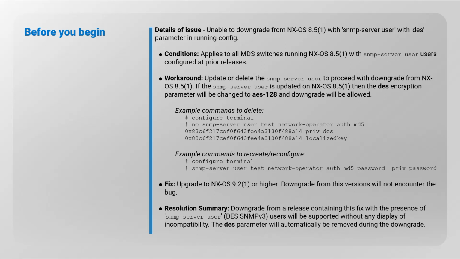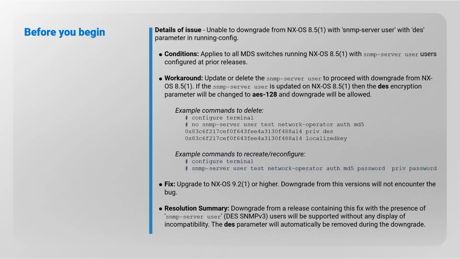Workaround: update or delete the SNMP server user to proceed with downgrade from NXOS 8.5.1. If the SNMP server user is updated on NXOS 8.5.1, then the DES encryption parameter will be changed to AES 128 and downgrade will be allowed. Example commands to delete SNMP server user. Example commands to recreate or reconfigure SNMP server user.